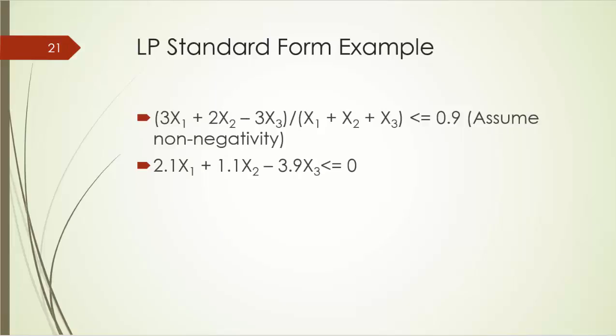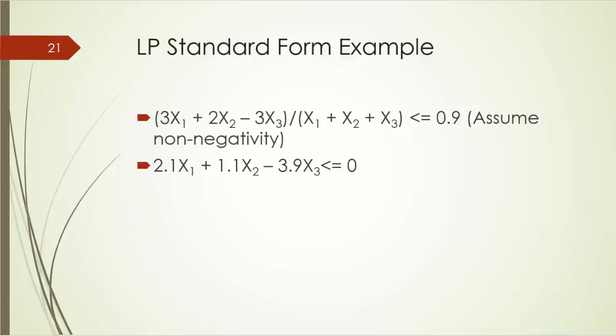Here is an example. Suppose we have a constraint: 3x1 plus 2x2 minus 3x3, divided by the sum of x1, x2, and x3, must be less than or equal to 0.9, assuming all variables are non-negative. It will be very difficult to formulate that directly in Excel. Instead, we can convert this constraint into this format.